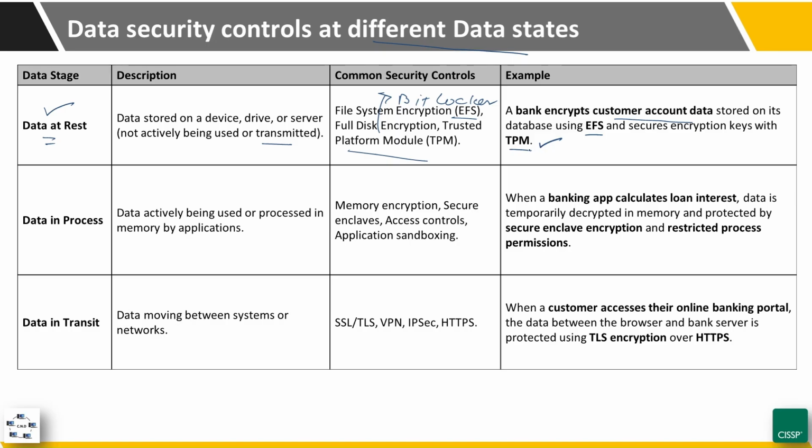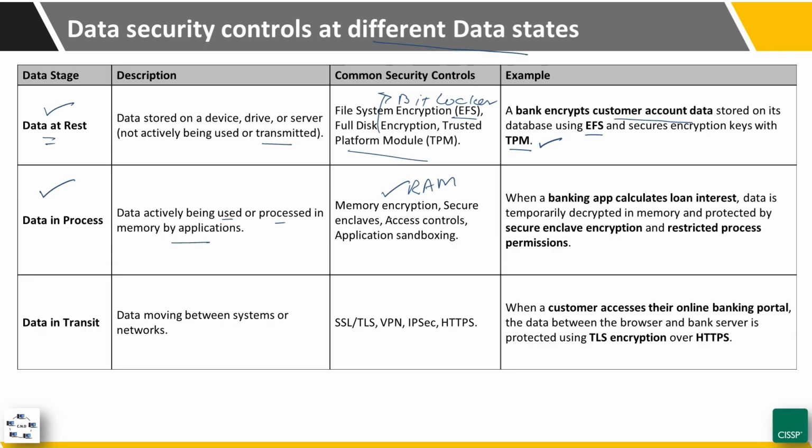We will study TPM in detail in our upcoming domains. The next state or stage of data is data in process, where data is actively being used or processed in memory by an application. This one is the most common and also difficult to secure because data is actively being used. So how do we secure data during its processing? Some common security controls include memory encryption. By memory, we mean RAM.